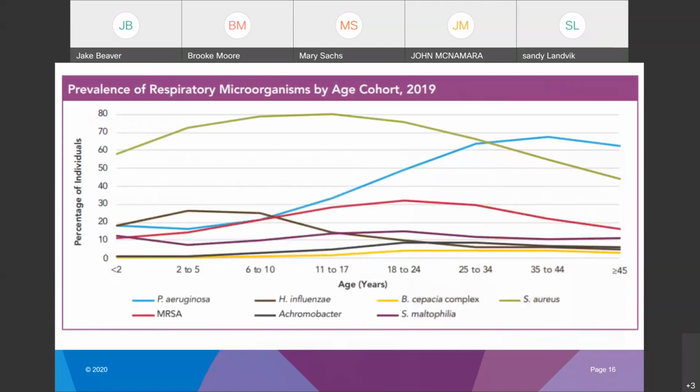So this graph is a graph of the prevalence of respiratory organisms by age. And what you see is that people of all ages with cystic fibrosis grow different bacteria. So most younger children tend to grow Staph aureus, which is the green line, and then as people get older, they start to grow more Pseudomonas. You'll note on this graph, the bottom yellow line is Burkholderia cepacia, which I'll talk about a little bit more in a little bit. And then this red line is MRSA.